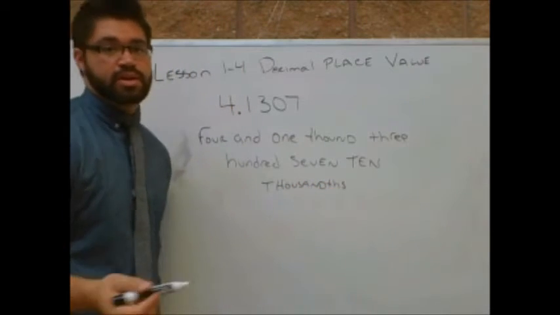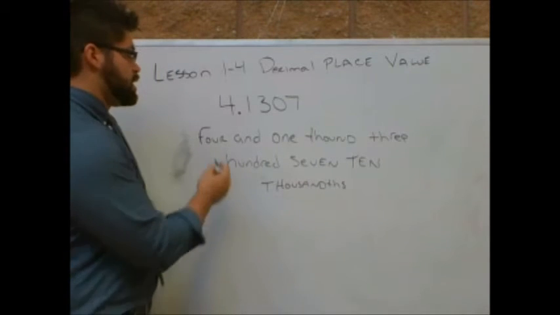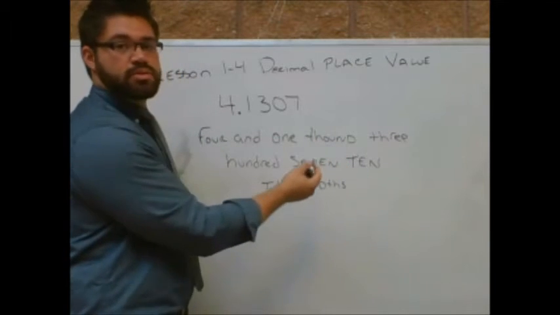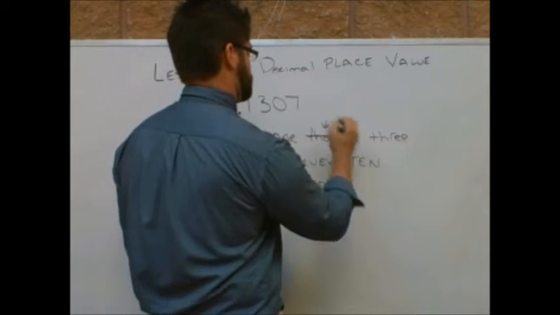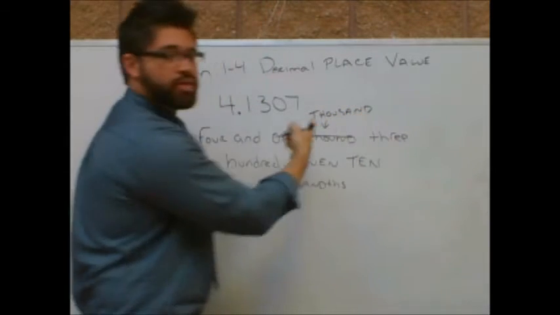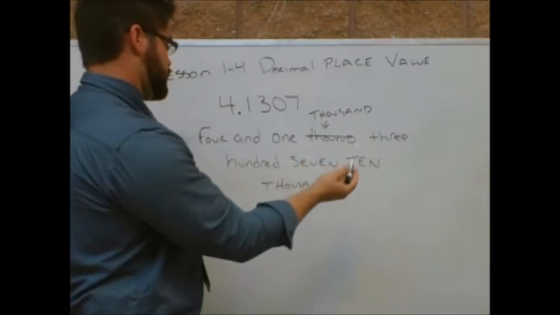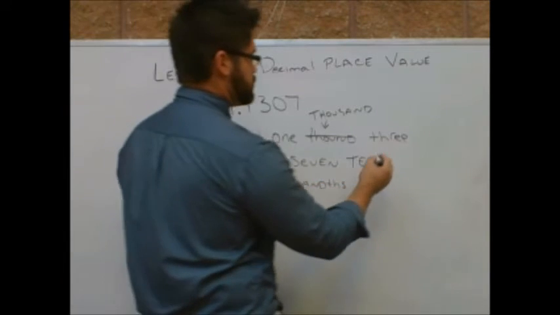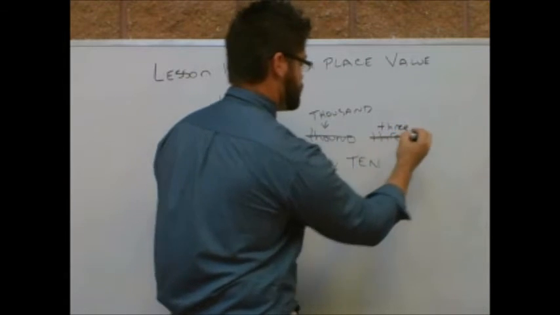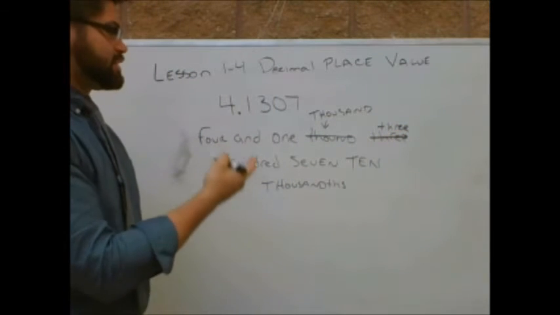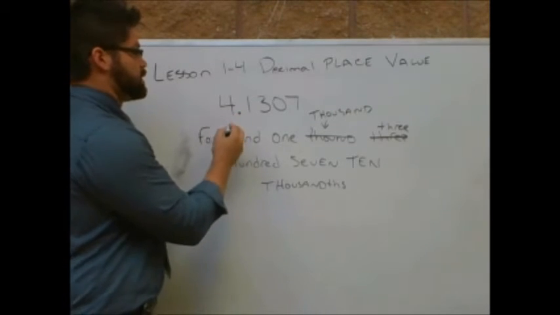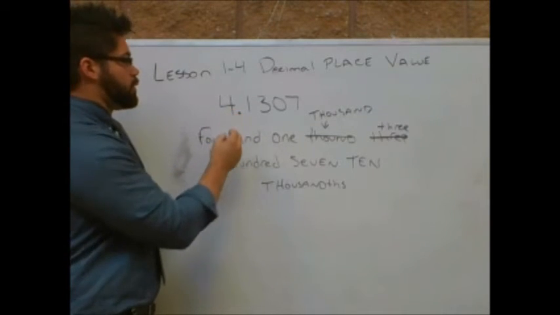So again, I'm going to read through it. This is how we say the number. This is how you write it. 4 and 1,000. Let's go with 1,000. 3 and 300 7 10,000ths. Okay? So again, if we follow along, we have our whole number, 4.